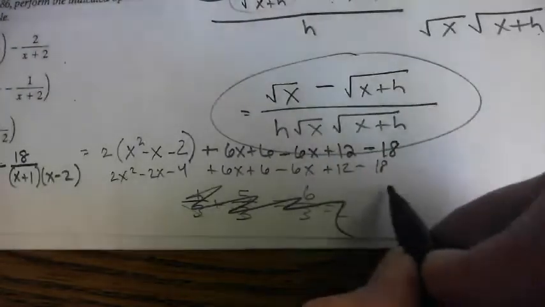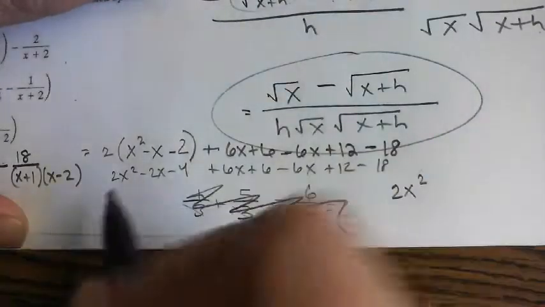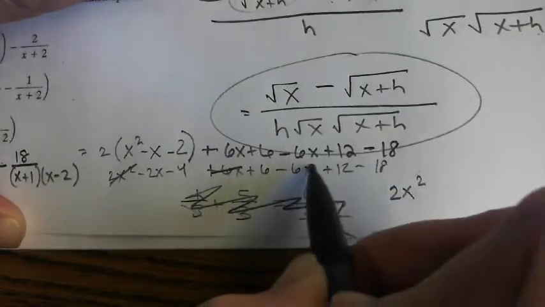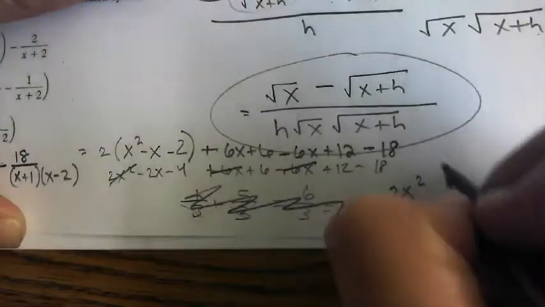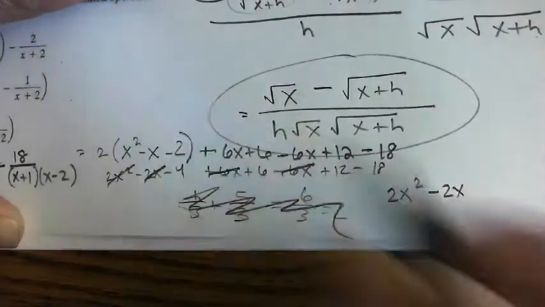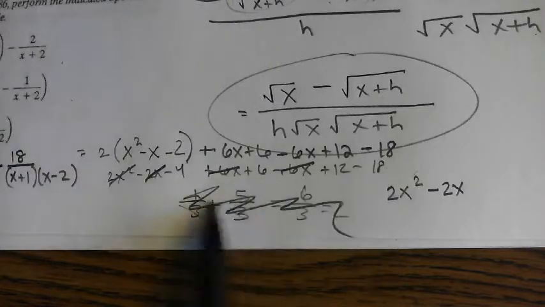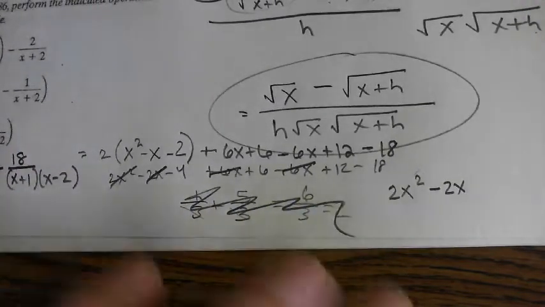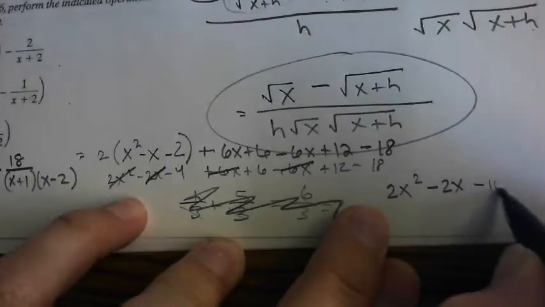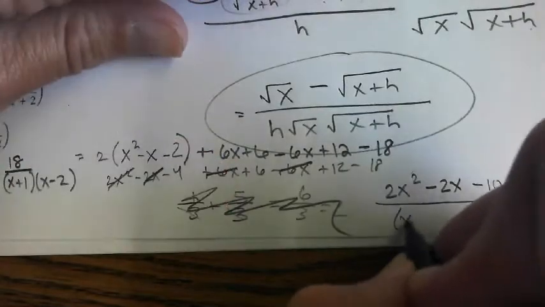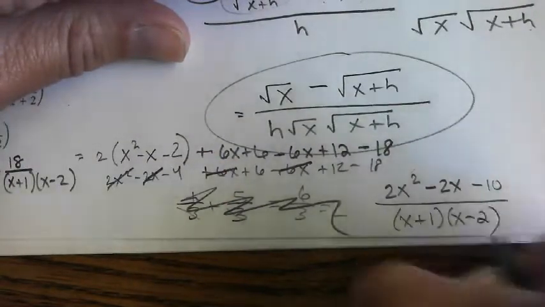And then at the end of all this, I've got a 2x squared. How many x's do I have? My plus 6x and my minus 6x is a wash, so just minus 2x. And then I have a minus 22 with the 18 and the 4, plus 12, which is minus 10. Over, and now is a good time to remind myself that I do have a common denominator that this all needs to go over.